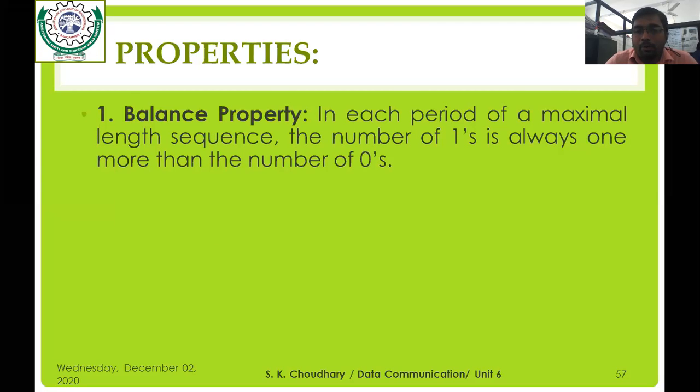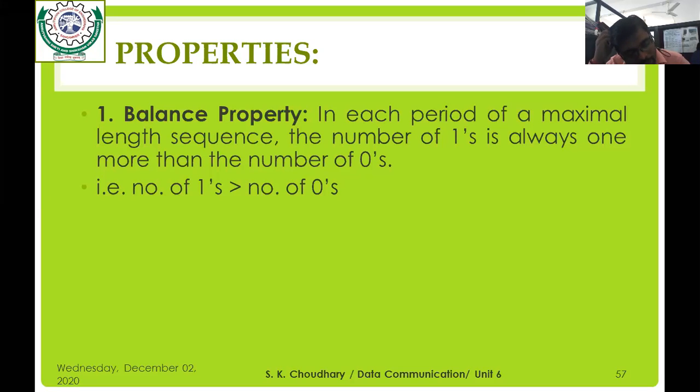First of all, the balance property. So what is the balance property? In each period of the maximum length sequence, the number of ones is always 1 more than the number of zeros. This is a property that is called the balance property. So always here the number of ones is 1 greater than the number of zeros. This is called the balance property for each period of the maximum length sequence.